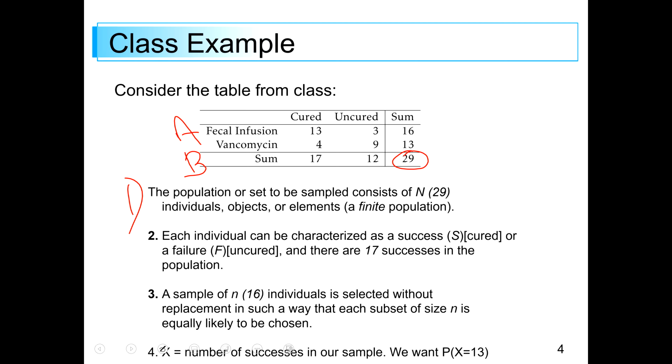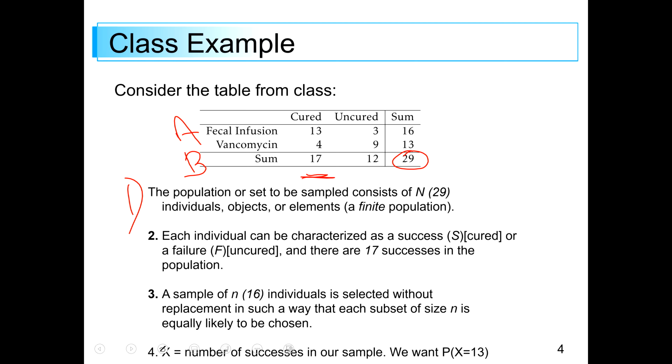There turn out to be 17 successes, and there turn out to be 29 minus 17, 12 failures. And then a sample of 16 individuals is selected without replacement. So we randomize. We randomly put 16 in treatment A, 13 in treatment B. We've randomized everyone.